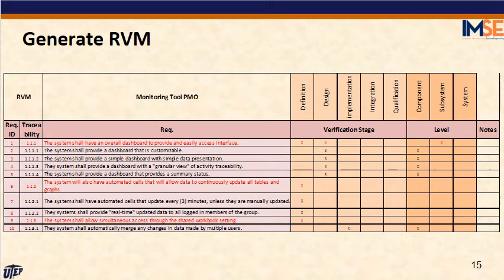This is the table that we created. And for example, for requirement number one, that is the easy access interface, we are going to verify this one in the design stage, because here we can make some correction and it will be easier and less expensive, or the resources will not be that high to perform that correction.